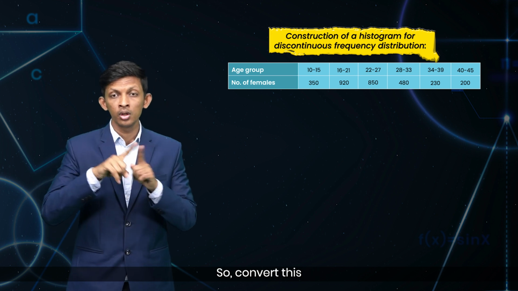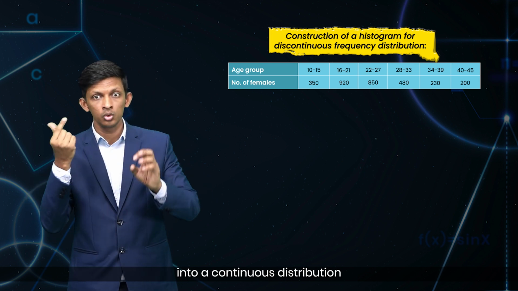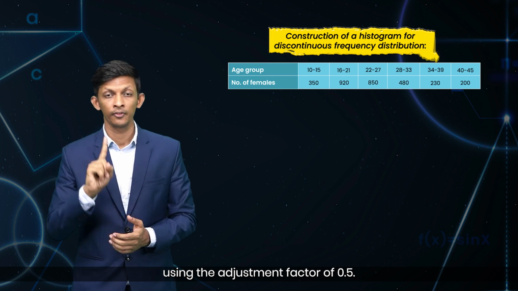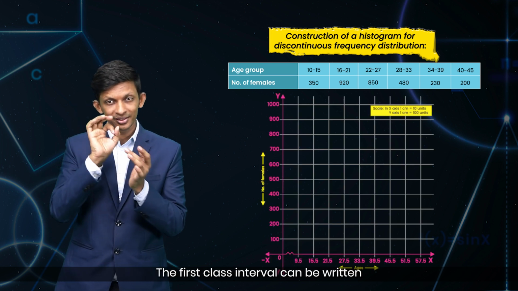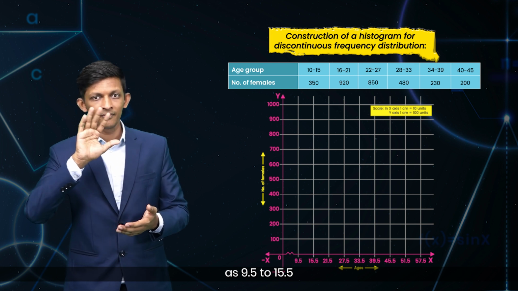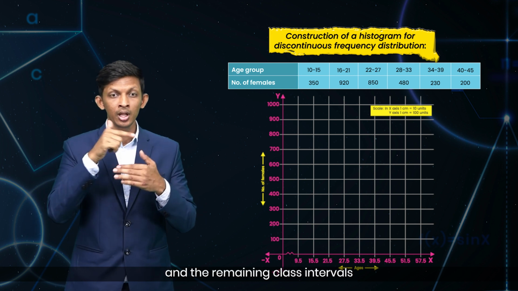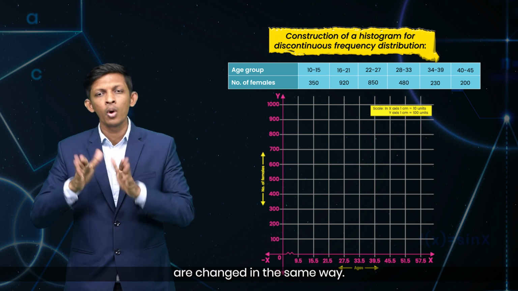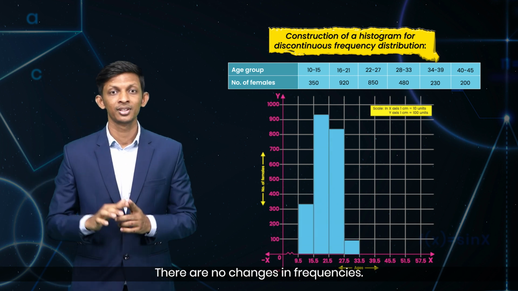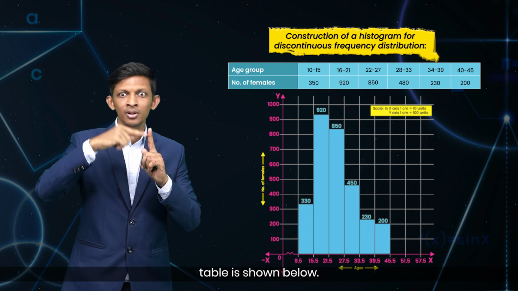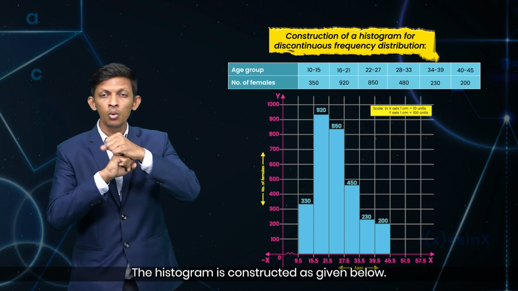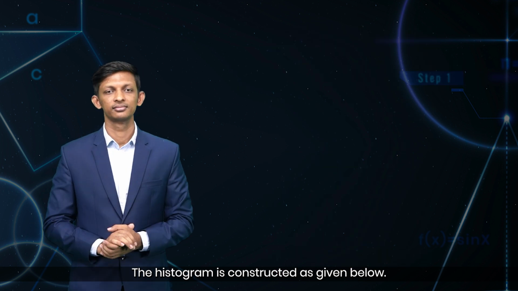So, convert this into a continuous distribution using the adjustment factor of 0.5. The first class interval can be written as 9.5 to 15.5. And the remaining class intervals are changed in the same way. There are no changes in frequencies. The new continuous frequency table is shown below. The histogram is constructed as given below.